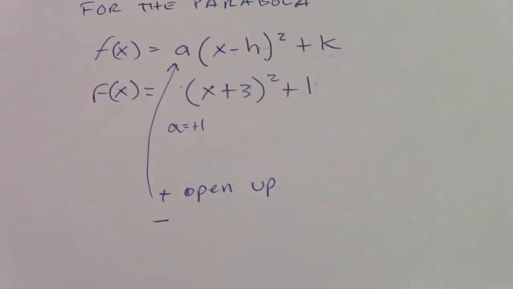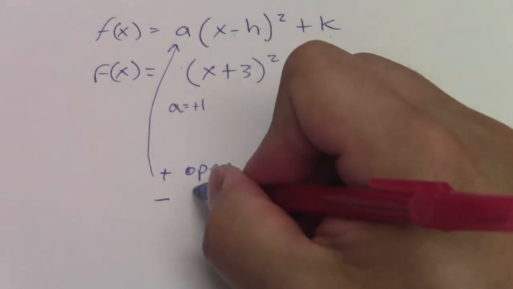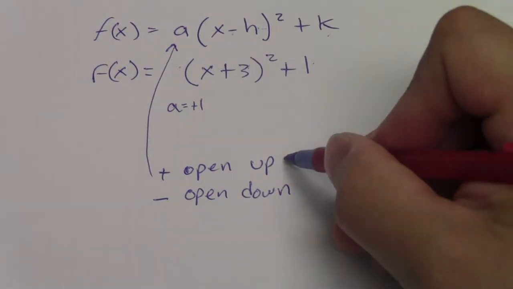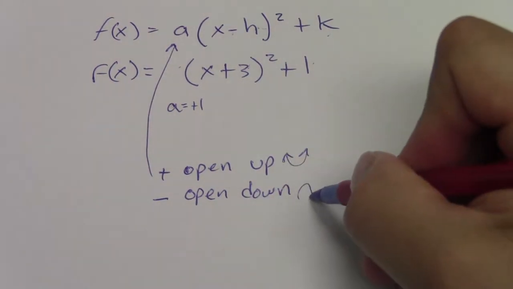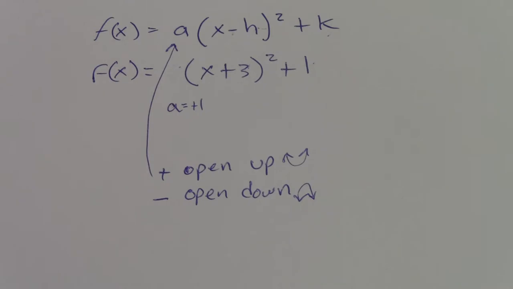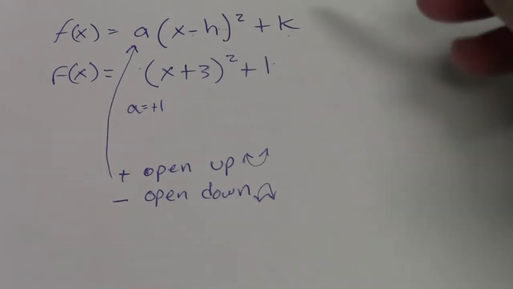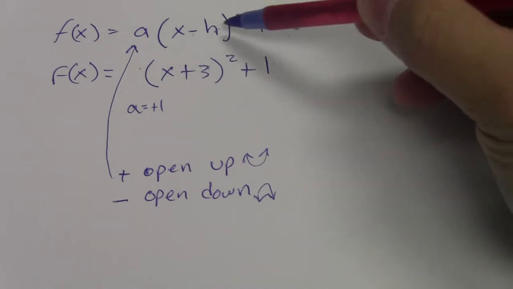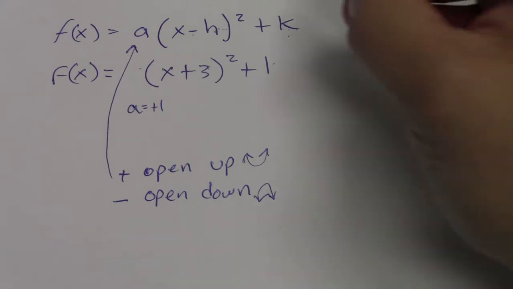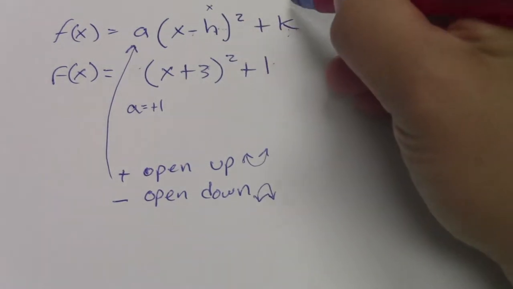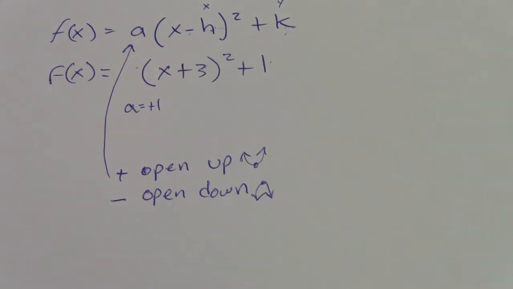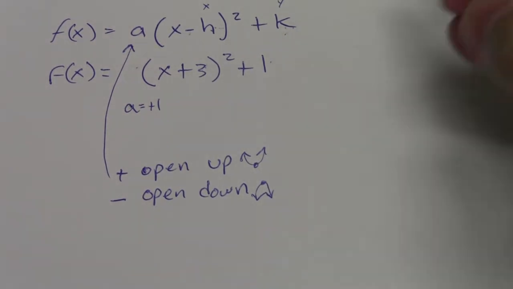If it's a negative number, it's going to open down. So open up, open down. All right. Over here, your H and your K, that's basically your X and your Y, and it's the vertex of your parabola. So this is your X coordinate, this is your Y coordinate, and it's the bottom of your parabola. All right, so let's go ahead and solve this.